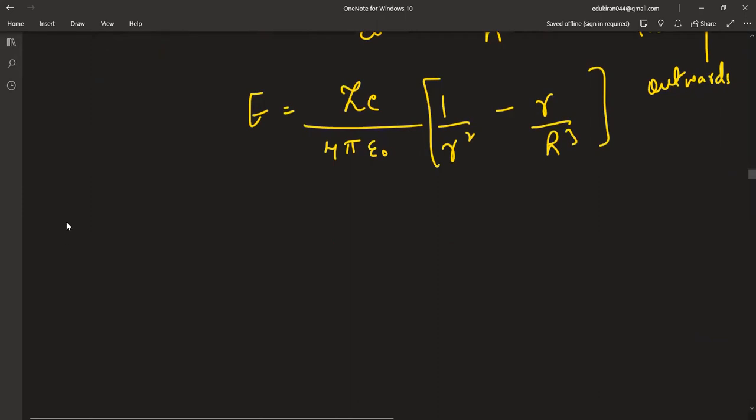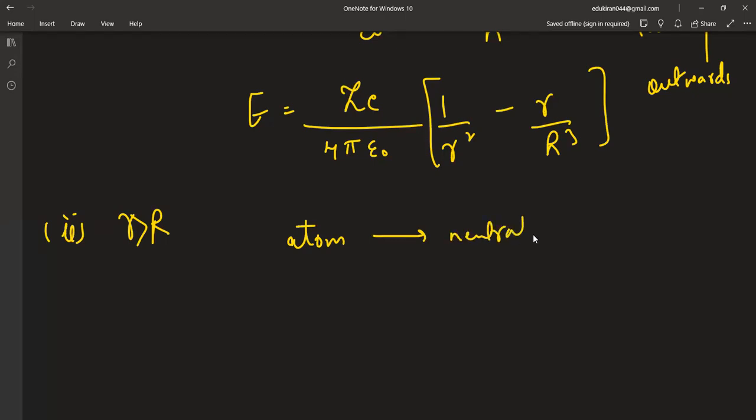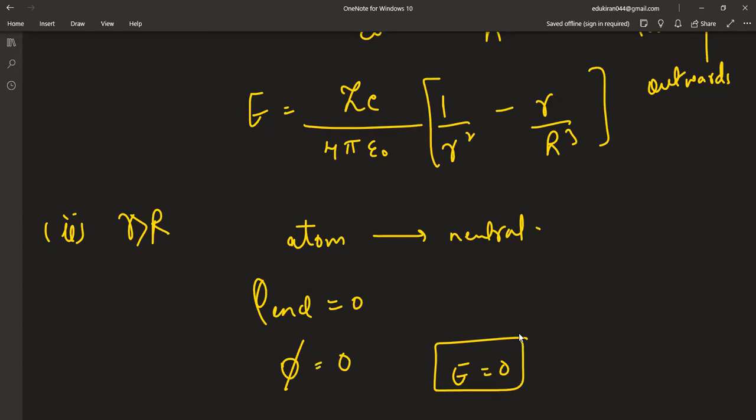But if this is the same part, if we are writing r is greater than this capital R, then one thing, class, atom entirely is neutral. So charge enclosed will be 0. Flux will be 0. Electric field will be 0. Straight away you will get your answer 0.